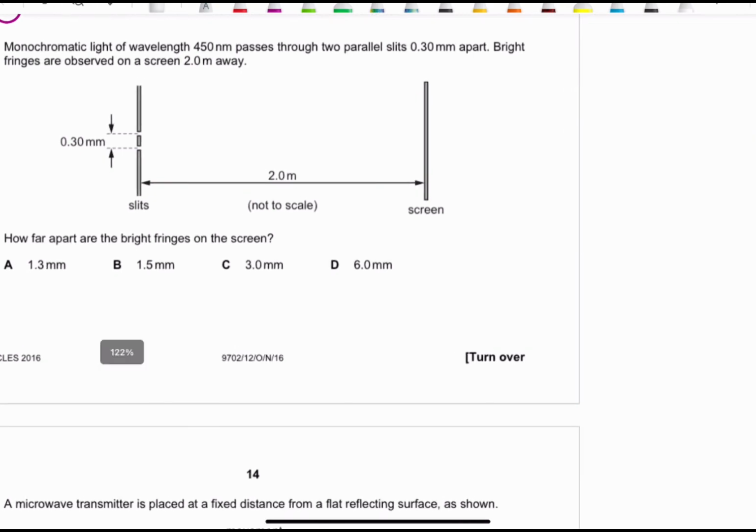I'm going to give you monochromatic light of this wavelength, okay? So very important, this is the wavelength, and it passes through two parallel slits, which are 0.30 millimeters apart. Bright fringes are observed on a screen 2 meters away. How far apart are the bright fringes on the screen? So very important. We use the formula, lambda is equivalent to ax divided by D. So lambda is equal to ax divided by D.